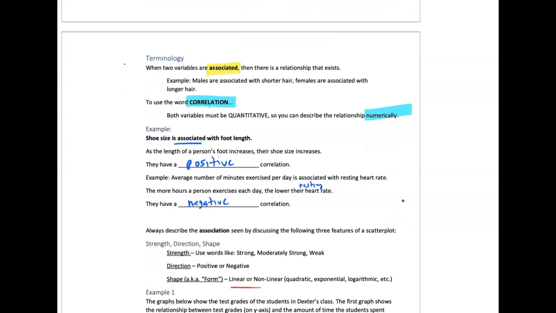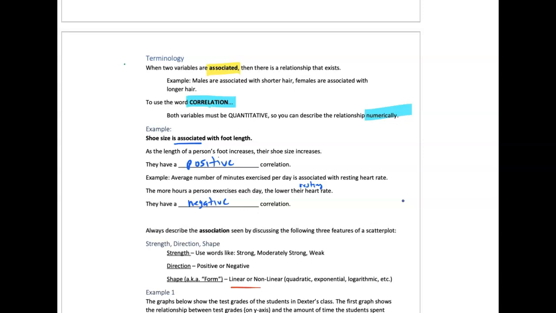And so some terminology to think about is we want to see if two variables are associated. If they are, then there's a relationship. The relationship does exist. And we can think of relationships of variables in our world. It's just that in this case, we're looking at two quantitative variables. For example, males are associated with shorter hair, females associated with longer hair, potentially. This idea of associated. Now, correlation is another word that we throw out, and this is when both variables are quantitative and we describe the relationship numerically.